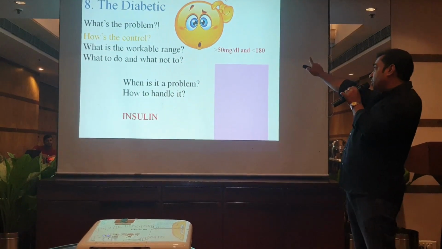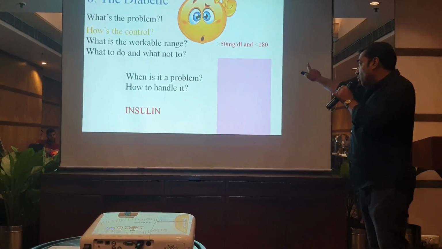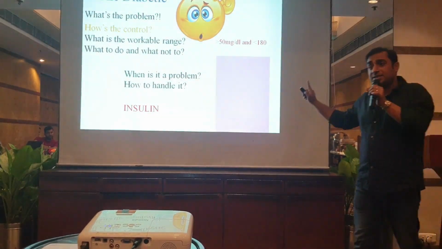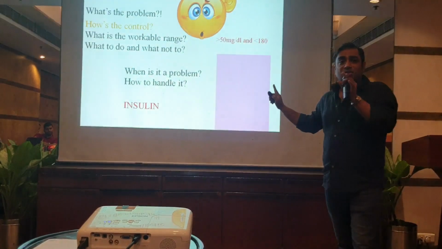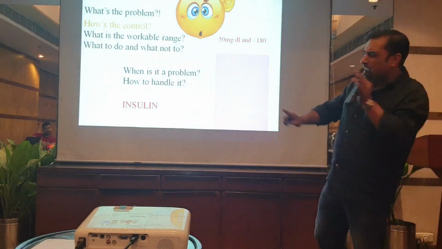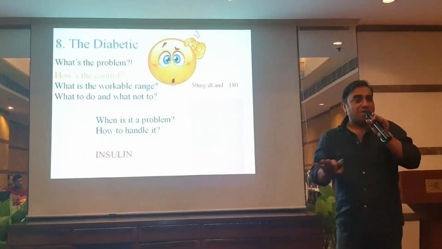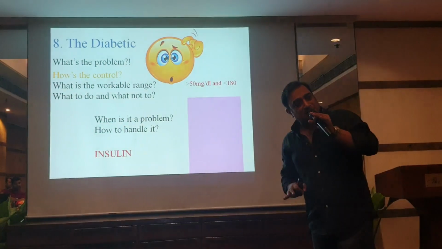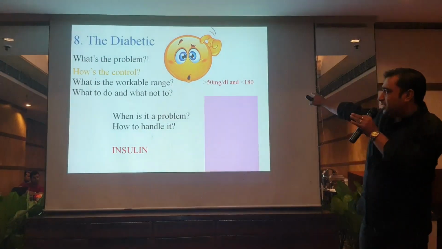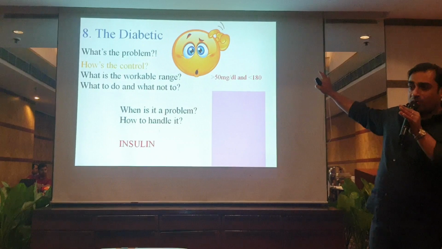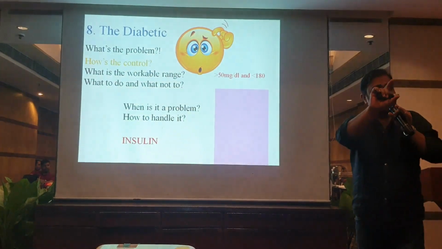Above 50 milligram per deciliter and below 180 is the working range of blood sugar in which you can do reasonably safe dentistry. But some patients will start behaving funny in about the range of 55, 56. So this is the range, and in this range if you are working, you are safe. So just have that small tiny machine.